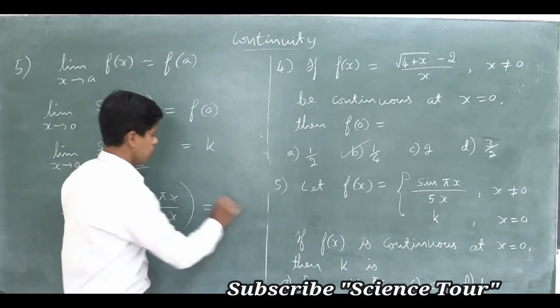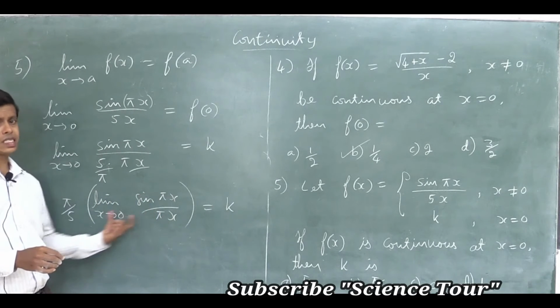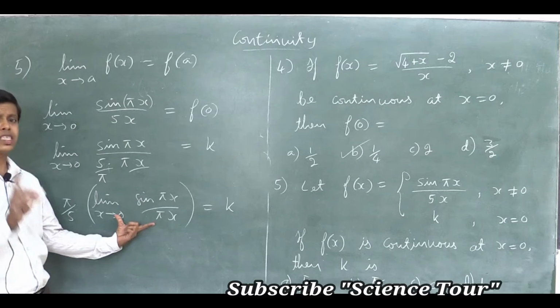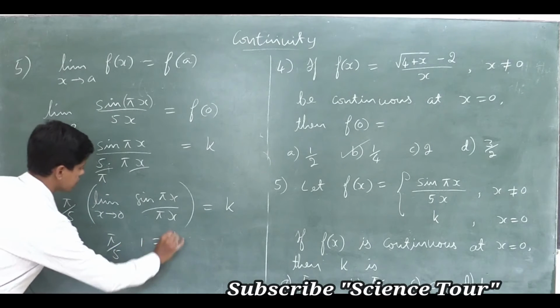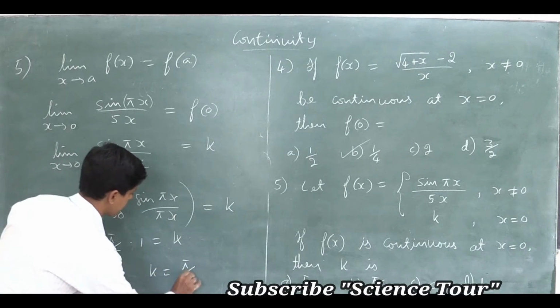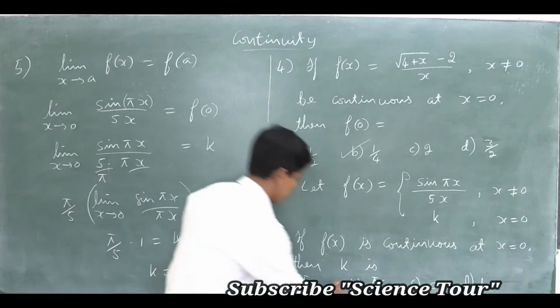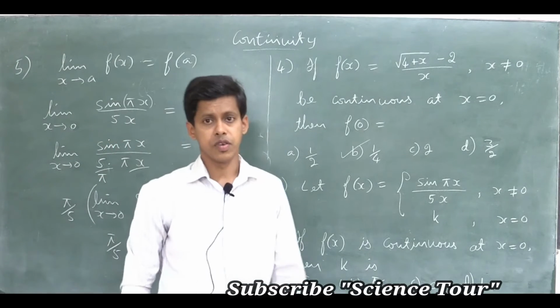So, now what is the value of limit of sin pi x by pi x as x tends to 0? The value is 1. Therefore, pi by 5 into 1 is equal to k, and hence the value of k is pi by 5, and that is in option B. Therefore, option B is the right answer for the fifth question.